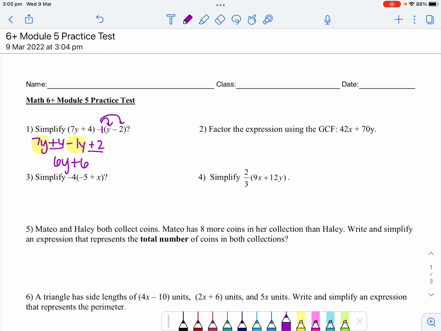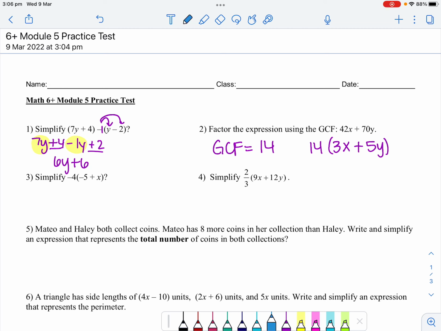Number 2, to factor the expression, first I'm going to find the greatest common factor. 14 goes into both of these numbers, so my GCF is equal to 14. So I'm going to do 14 on the outside, and then I get 3x plus 5y on the inside.